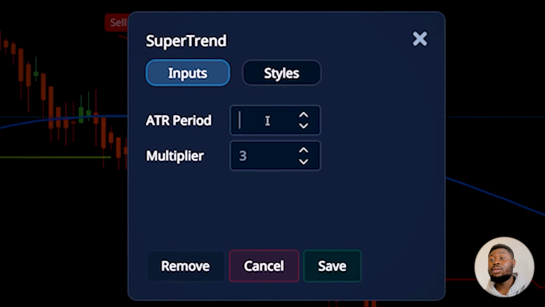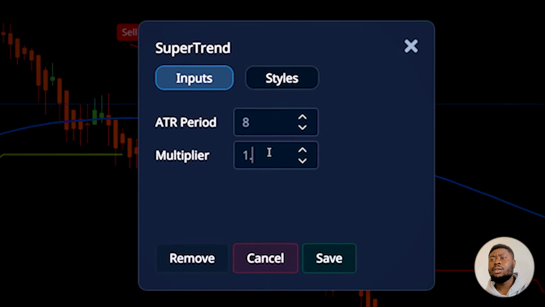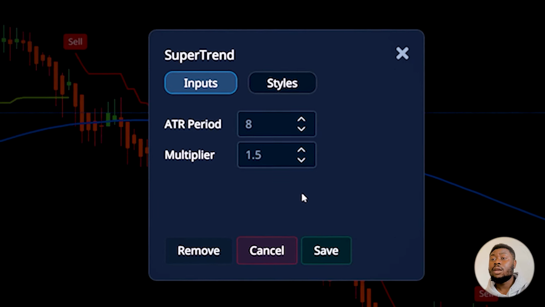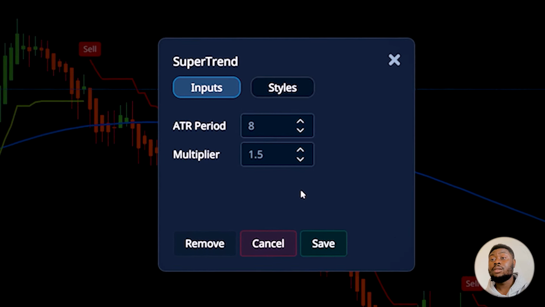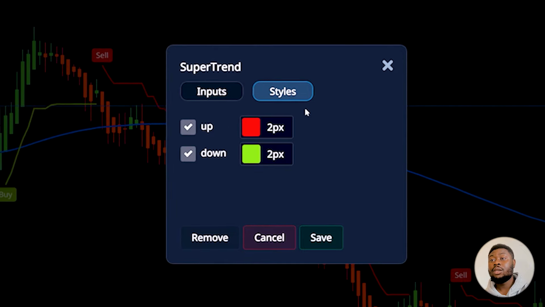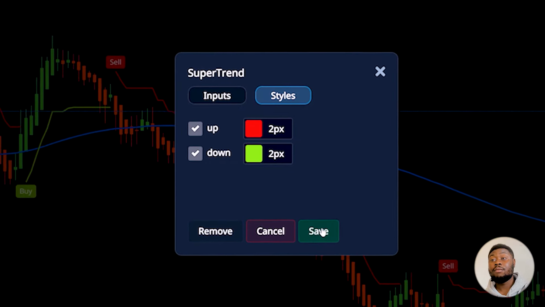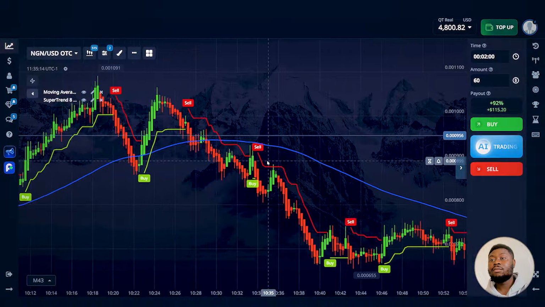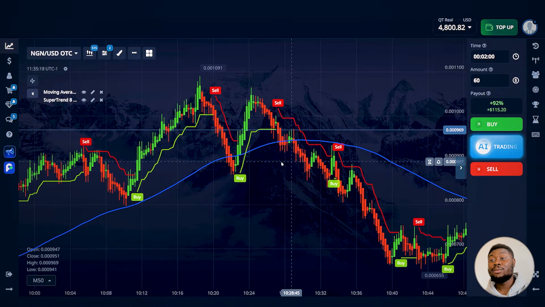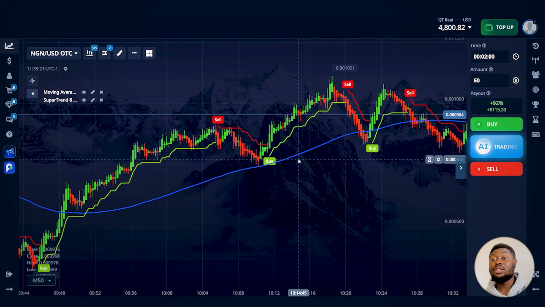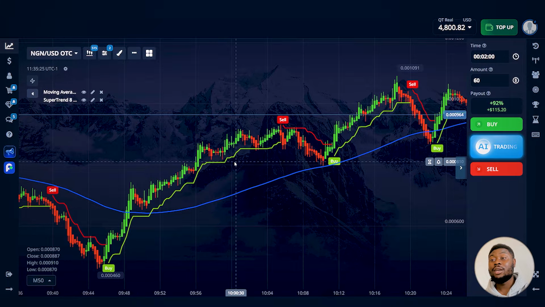I'll reduce the super trend and put the period indicator to 8. I'll also reduce the multiplier parameter to 1.5. I will not change the color of the indicator in the style settings. Make sure that you have the same. This completes the setup, which means you can start looking for situations and start opening trades.